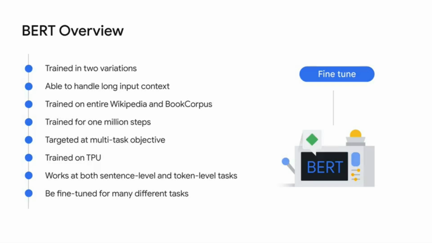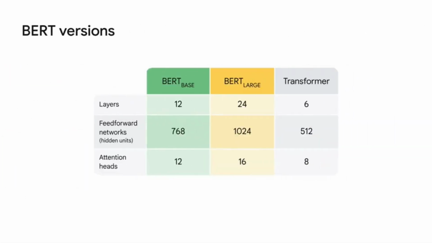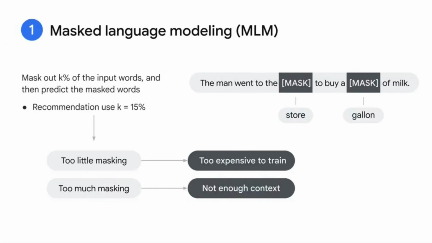BERT is trained on different tasks, which means it has multitask objective. This makes BERT very powerful. Because of the kind of tasks it was trained on, it works at both a sentence level and at a token level. These are the 2 different versions of BERT that were originally released. One is BERT base, which had 12 layers, whereas BERT large had 24 layers, and compared to the original transformer, which had 6 layers.